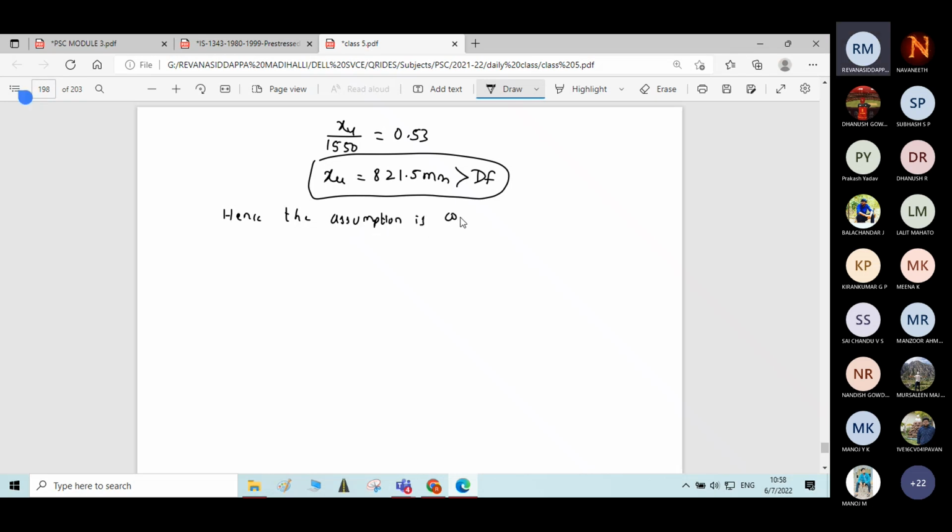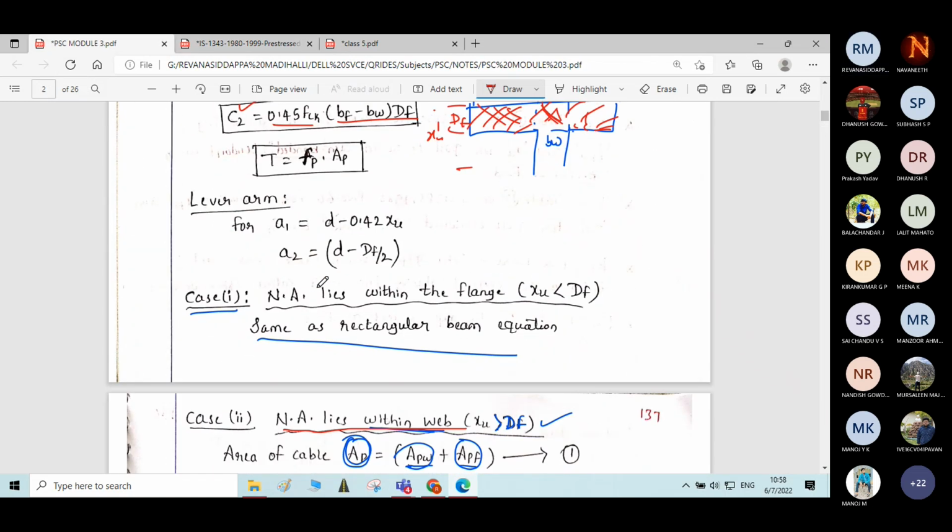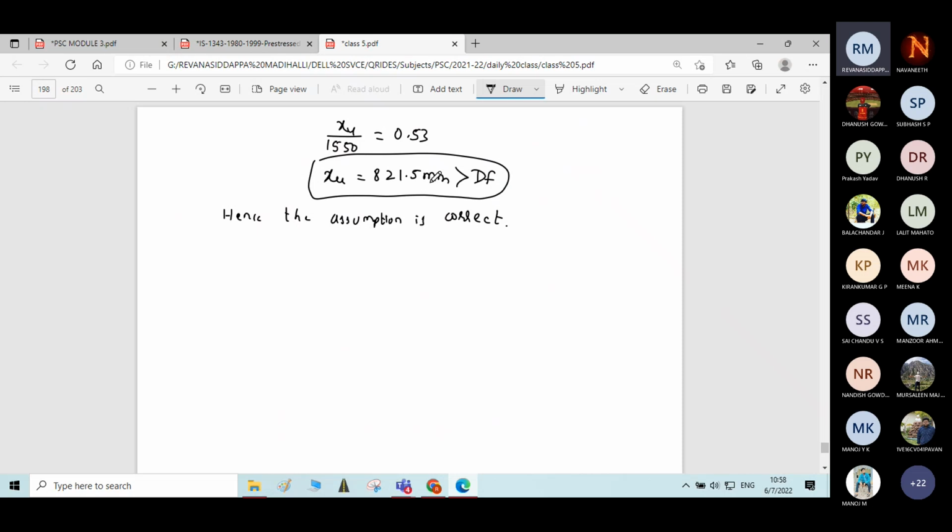Suppose in the case this XU comes less than DF, then it will fall under case 1, means using the guidelines of case 1 you need to find the moment of resistance. It is like a rectangular section. Now we are getting as per our assumption, that is depth of neutral axis lies within the web, that is X is greater than DF. The assumption is correct.